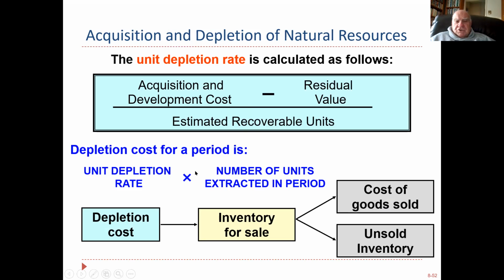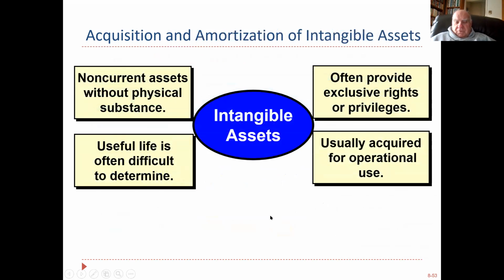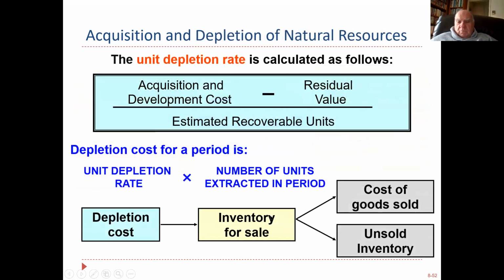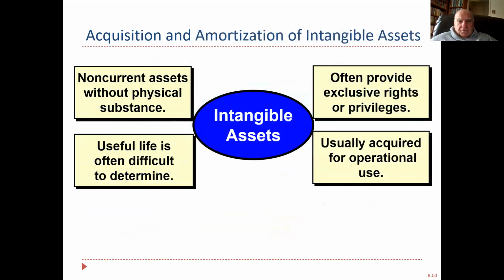So the depletion cost for a particular period is going to be whatever this rate is times the number of units extracted. In this case, I believe we're talking about an oil well, okay? So we record the depletion cost, and that's going to go into our inventory, and the units we have not sold will end up in the inventory, and the units we did sell will be in the cost of goods sold.